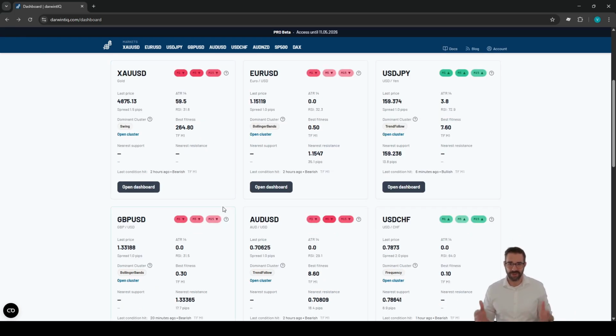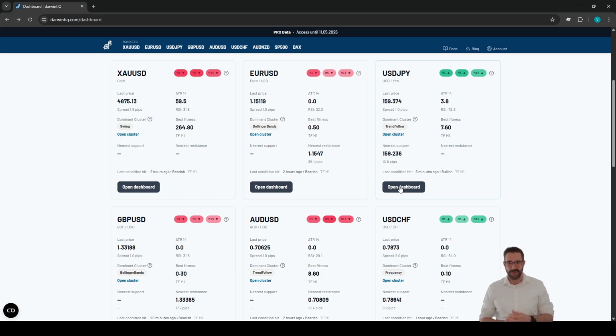The dashboard also provides estimated support and resistance levels. These are not drawn manually. They emerge from how the models interact with price and where they tend to perform best. That makes them adaptive, not static lines on a chart. If you want to go deeper, you can open the full dashboard for each symbol. There you'll see individual models, their structure, and their performance over time.